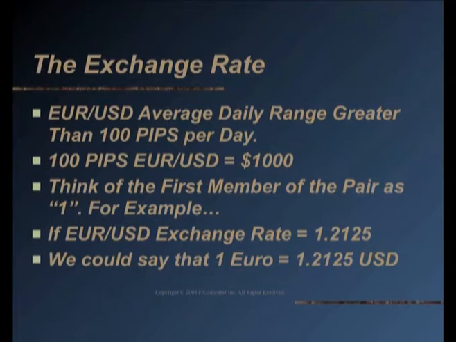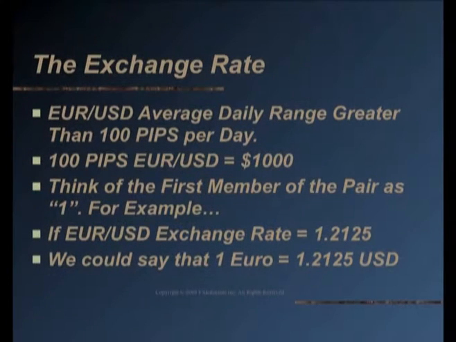So in other words, you could say that 100 pips a day is the average daily range for that pair, and that is equal to $1,000 from top to bottom on the average daily range. What I would like you to do is to think of the first member of the pair as the number 1. For example, if the euro-US dollar exchange rate is 1.2125, we could say that 1 euro equals 1.2125 US dollars. Always keep that in mind because it makes it easier to understand the exchange rate.